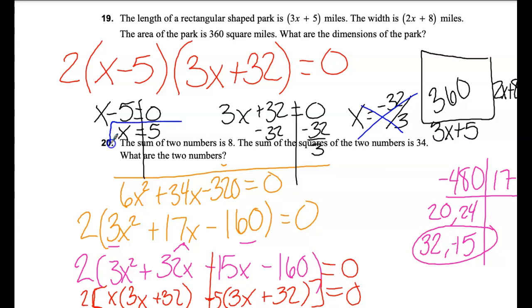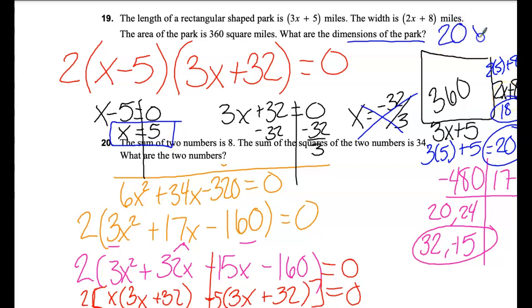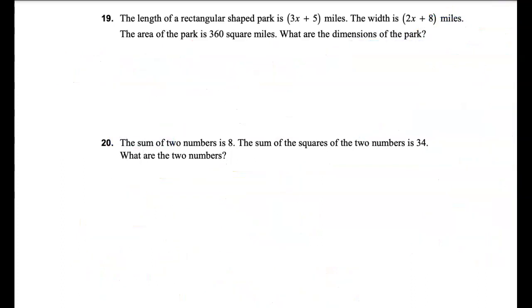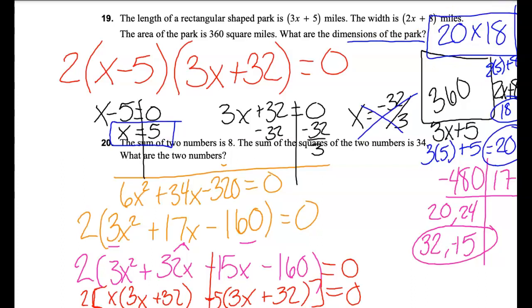So yes, x equals 5, but it asked me to find the dimensions of the park. So where do you think I plug x in? All those numbers over here. So 3 times 5 plus 5. That's 20. And 2 times 5 plus 8, 18. So my dimensions are 20 by 18. That's a lot. Just 20 by 18. That was a journey.